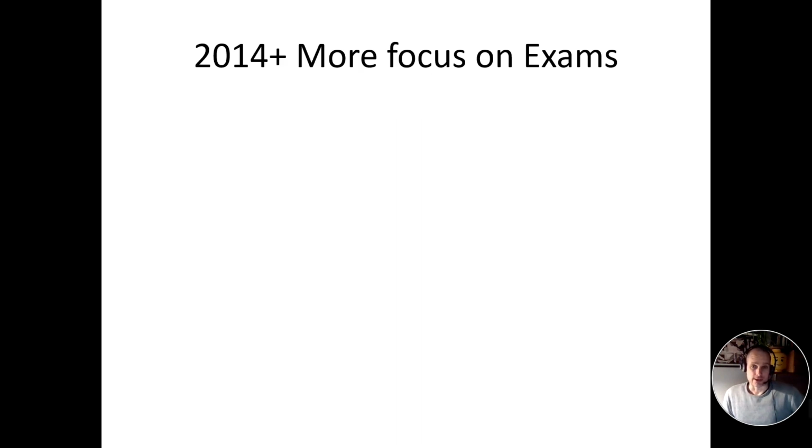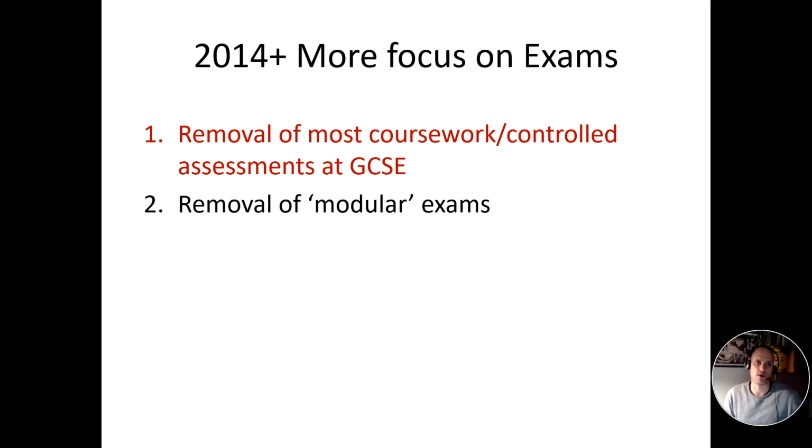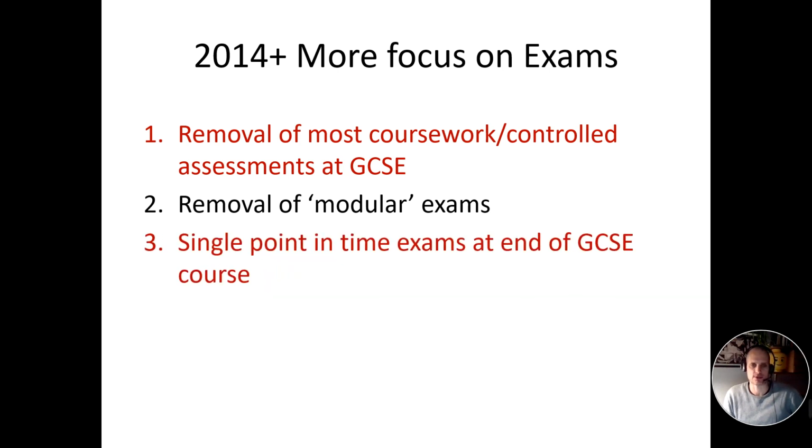Obviously, we've got more focus on exams now. So in 2014, there was the removal of most coursework, or so-called controlled assessment. That's coursework done at school under controlled conditions and timed. The removal of modular exams. So at the end of year 1, you might have half an A level, or the AS levels were taken out. So it was a move to single point in time exams at the end of a GCSE course.